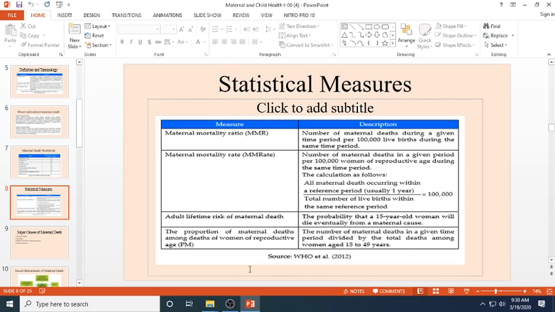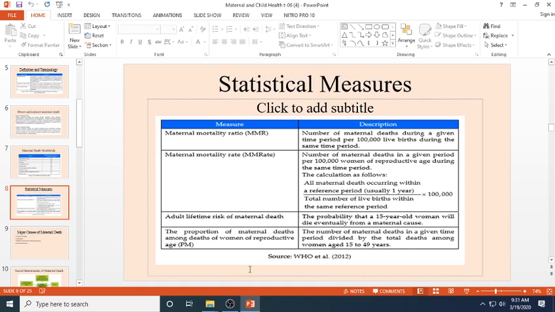Let's see what is maternal mortality ratio. Maternal mortality ratio is the number of maternal deaths during a given time period per 100,000 live births during the same time period. So, what is maternal mortality rate? Maternal mortality rate is the number of maternal deaths in a given period per 100,000 women of reproductive age during the same time period. You can calculate this maternal mortality rate as follows.